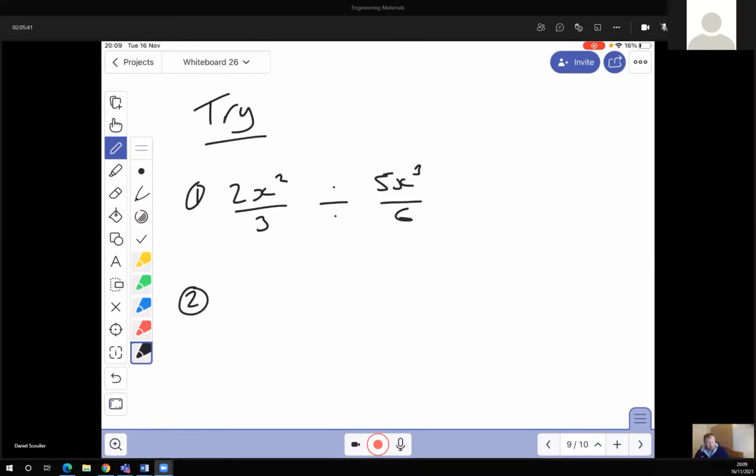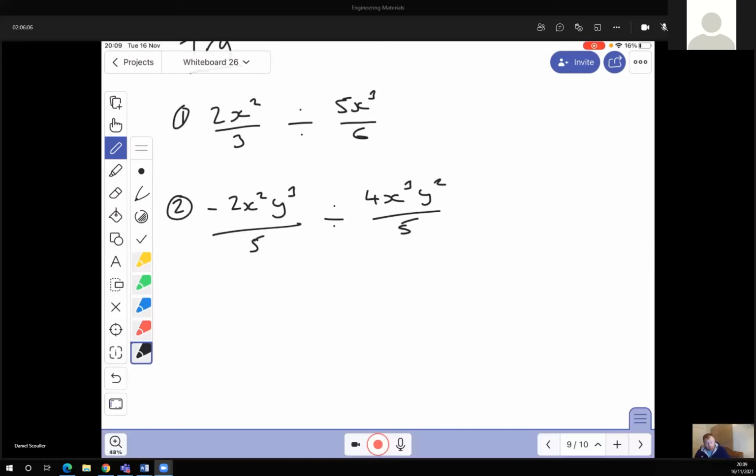Okay, 2. Okay, watch out for that wee negative sign. Same process applies, so guys, don't worry about it. There's a wee tricky one.